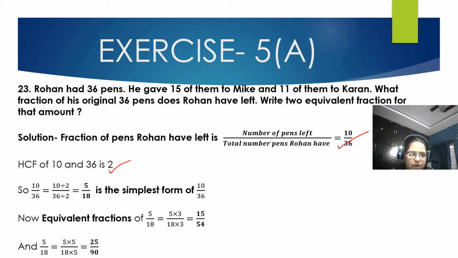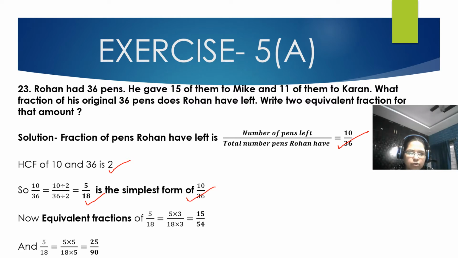So 10 divided by 36 equals, divide the numerator and denominator by this highest common factor. We get 10 divided by 2 over 36 divided by 2. 10 divided by 2 is 5 and 36 divided by 2 is 18. So 5 divided by 18 is the simplest form of 10 divided by 36.